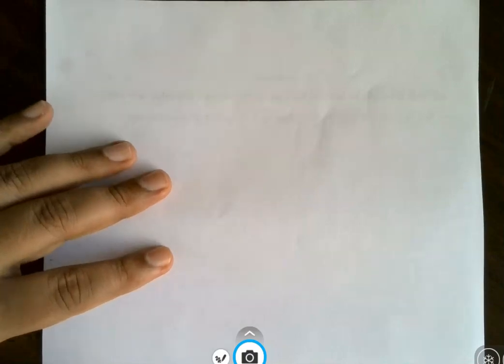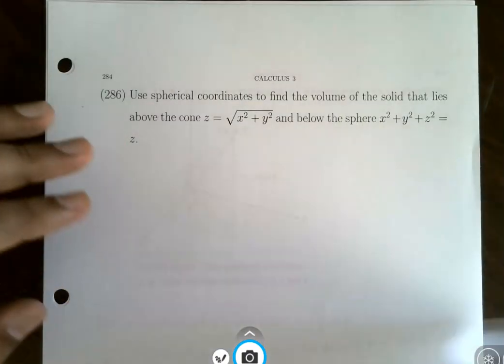Hello everyone. Today we are going to discuss section 15.8, which is on triple integrals using spherical coordinates.